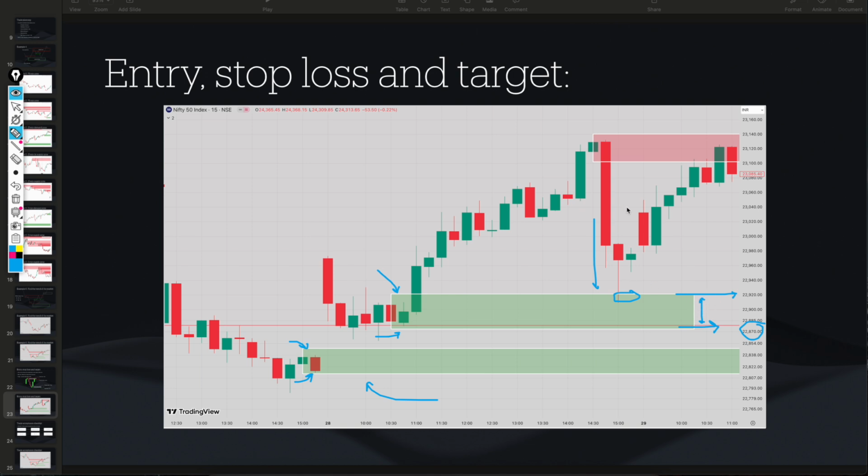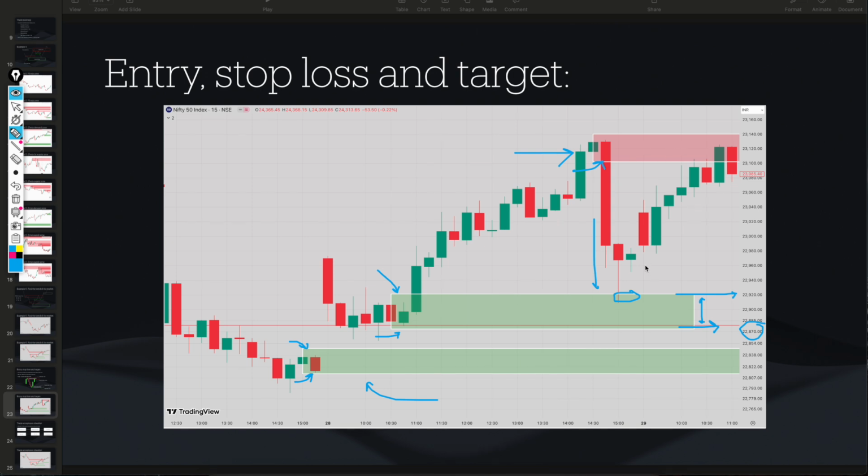Now we have to see our target. Our target is the opposite side supply zone. For that also we will aim for the proximal line of the supply zone as our target, because we never know if the orders in the supply zones are really heavy, so we might see a quick reversal from there.